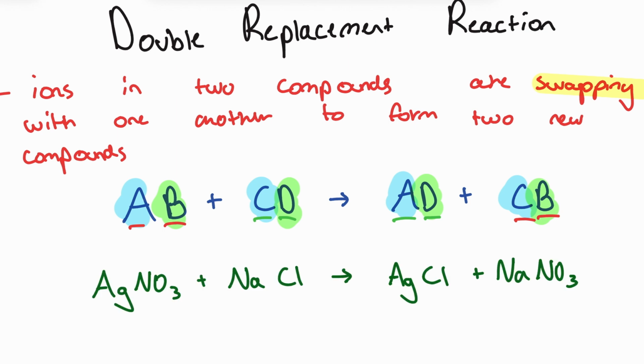An example of a double replacement reaction is the combination of silver nitrate and sodium chloride to precipitate out silver chloride and sodium nitrate. And so as you can see, our nitrate and our chlorine, those are our 2 ions. They are swapping with one another and going to form 2 new compounds.